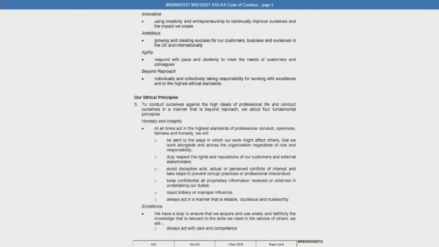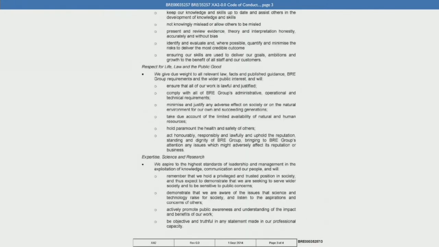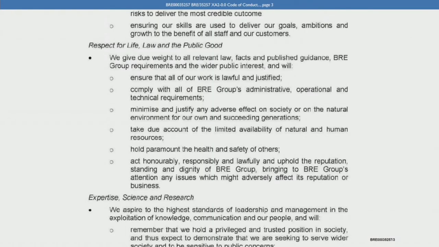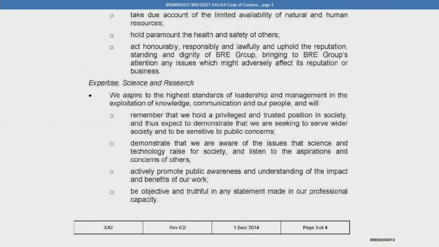And if you go to page 3 in the final section, under the heading Respect for Life, Law and the Public Good, it says, we give due weight to all relevant law, facts and published guidance, BRE group requirements and the wider public interest. And will, you see that? Will. Yes, yes. Ensure that all our work is lawful and justified. And then in the penultimate bullet point, hold paramount the health and safety of others. You see that? Yes, I do. And under expertise, science and research, it says, as we saw yesterday, remember that we hold a privileged and trusted position in society and thus expect to demonstrate that we are seeking to serve wider society and be sensitive to public concerns.